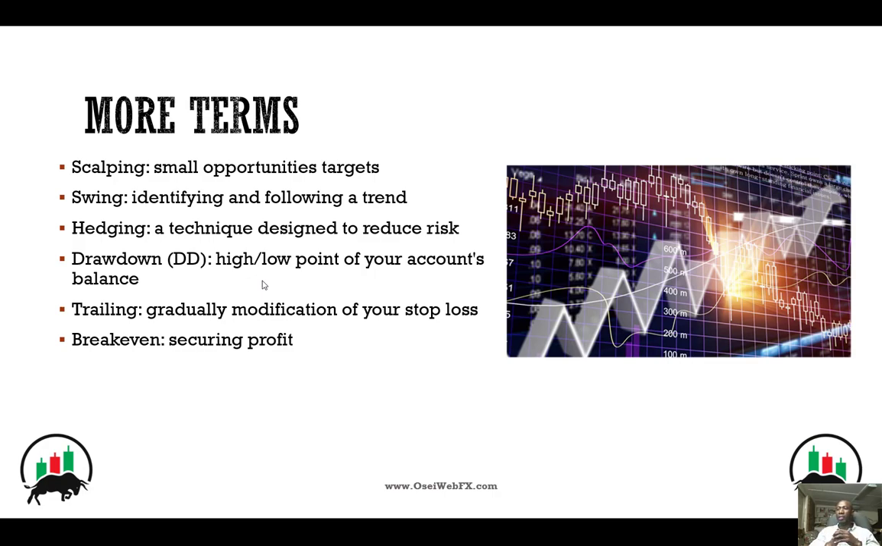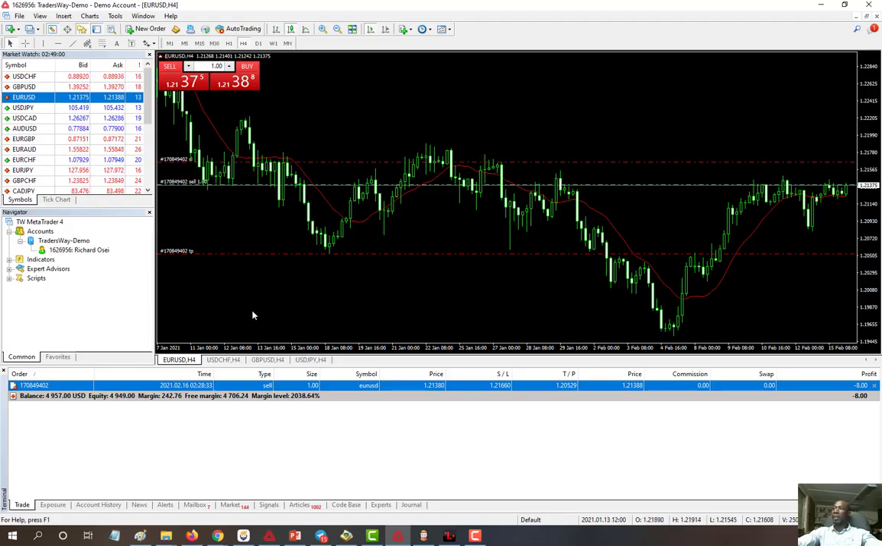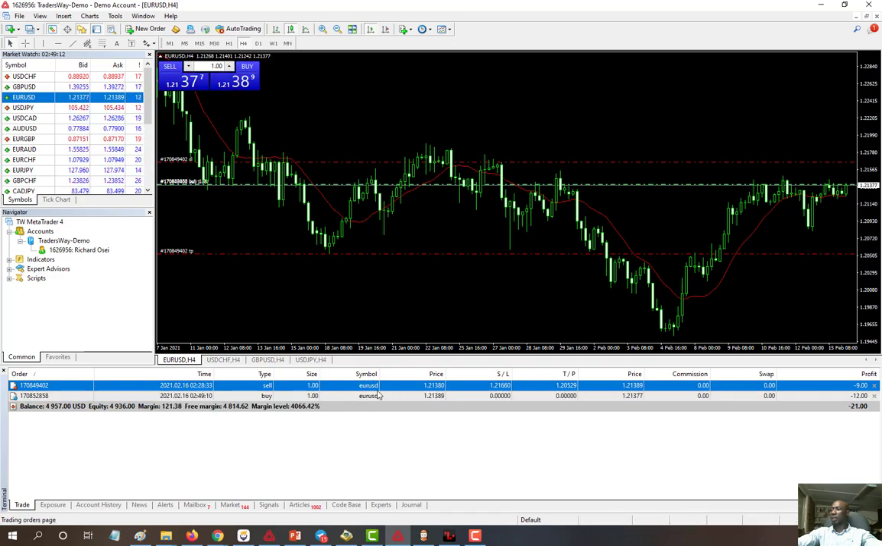Let's go on the MT4 and take a look at these. So remember, hedging is having both buy and sell for the same pair. So here I have a sell, and when I do a buy, which means I'm hedging. And for trailing, if my trade is in profit, since I have a sell here, if I move it below my initial position, I secure some of the profit because I'm already in profit and I can secure what I have, and I'll follow it as the price keeps going down. That is known as trailing.